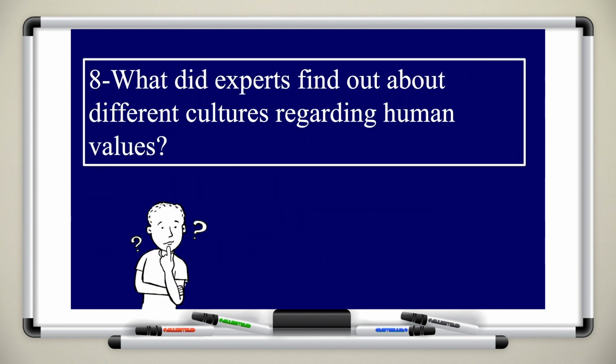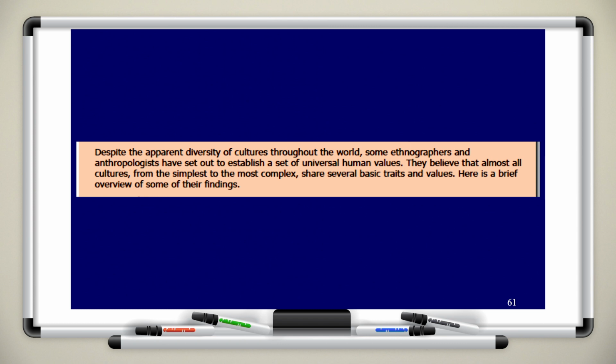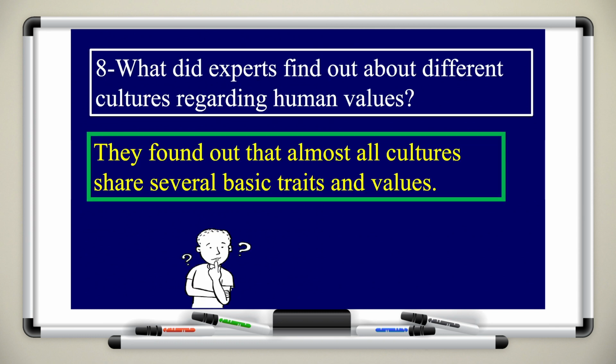Question 8. What did experts find out about different cultures regarding human values? What do you think they found out when they studied human values? So after the studying, after ethnographers and anthropologists, what happened? I can find here, they believe that almost all cultures, from the simplest to the most complex, share basic traits and values. So I write down the answer. What did experts find out? They found out that almost all cultures share several basic traits and values.